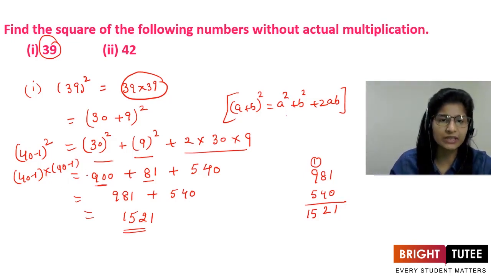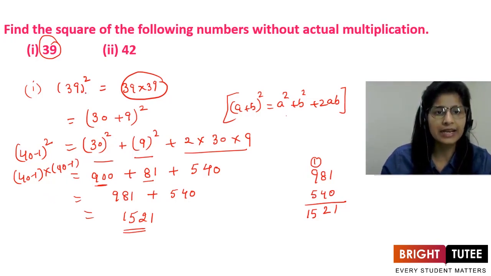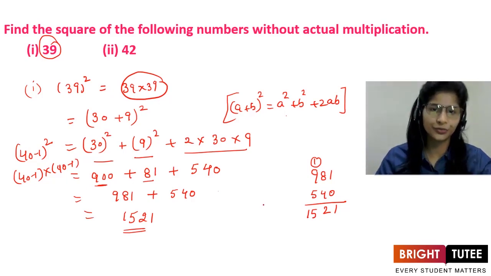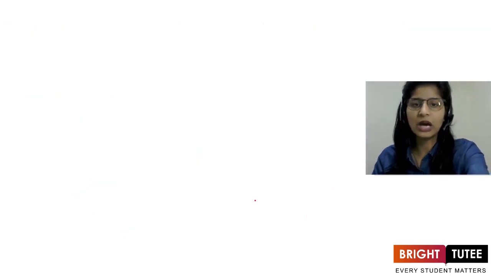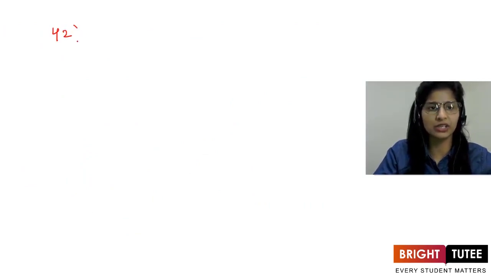We would have multiplied and solved it easily, right? Because we know square of 40 is easy, square of 1 is easy for us. Let us do for 42 now. So for 42, how can we write to find out the square? Without actual multiplication, we have to do it.